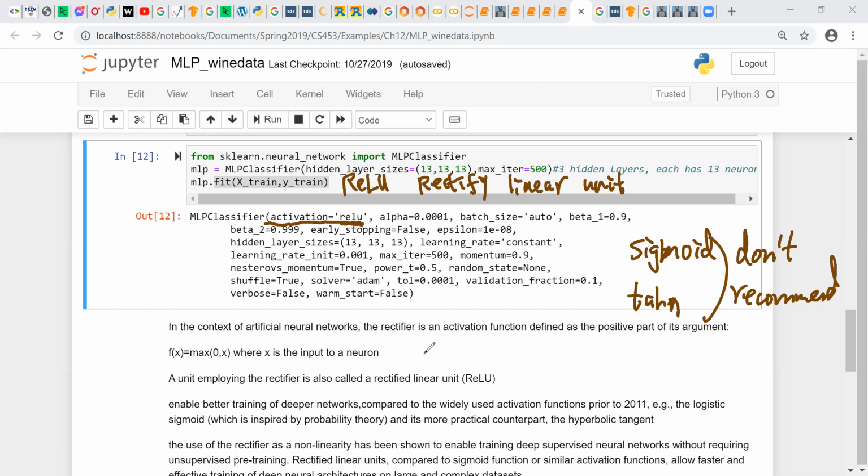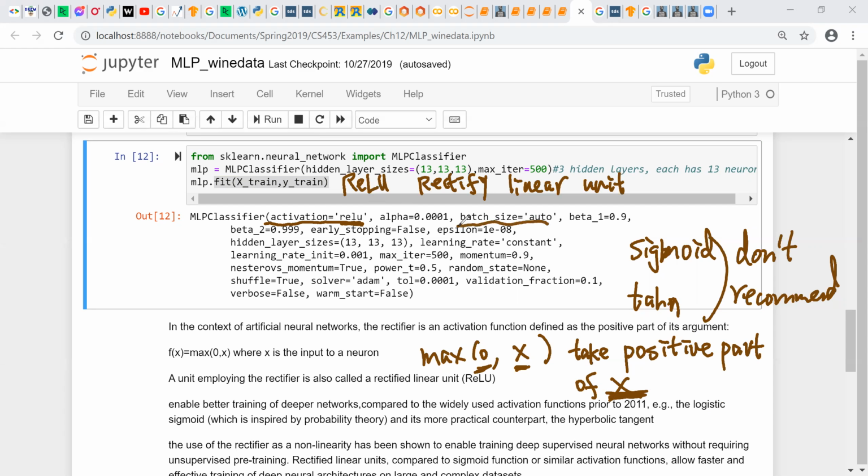The rectified linear unit is basically just the max function between 0 and x. So it always takes the positive part of the value x; if it's negative, it takes 0. It's quite simple. This also supports batch size, so you can also specify the batch size.